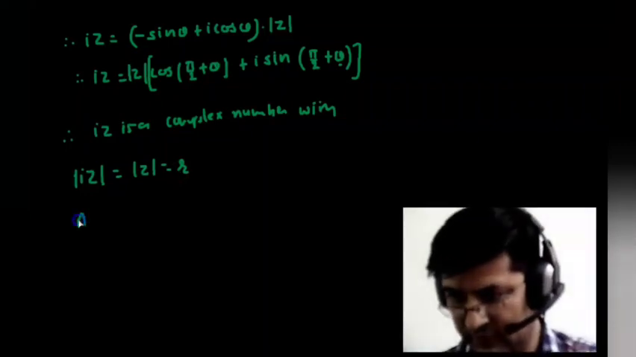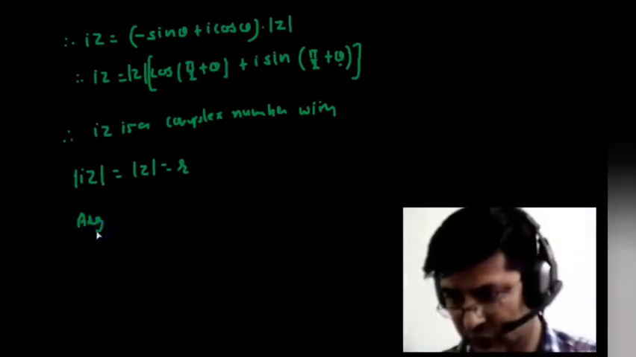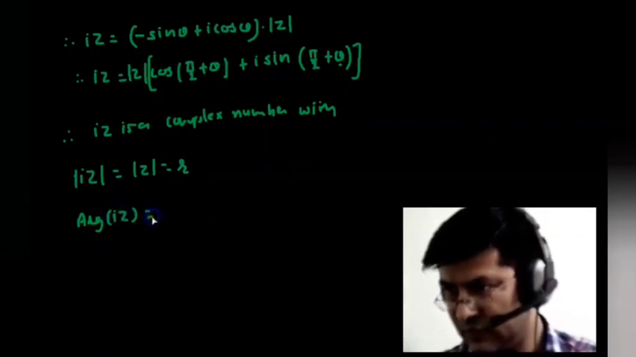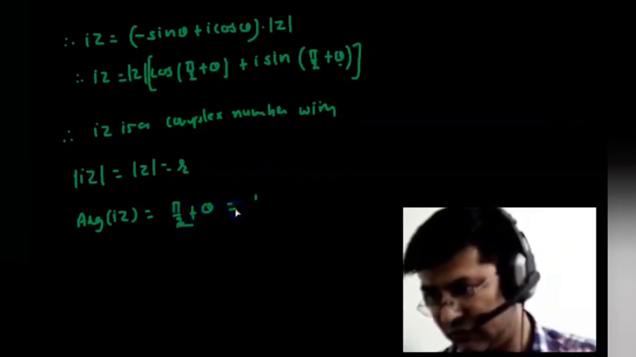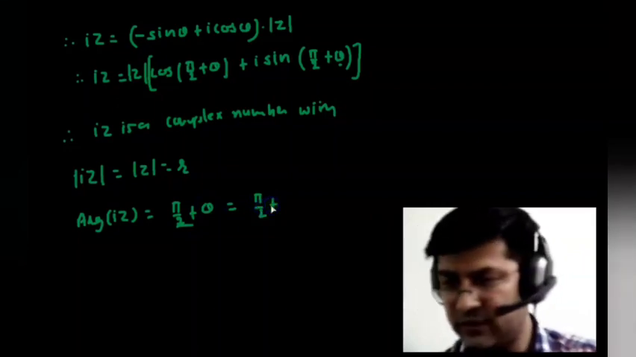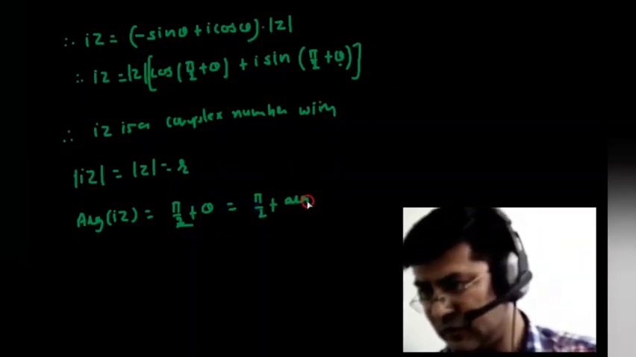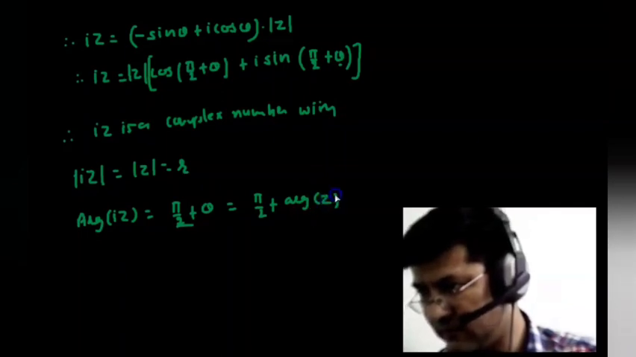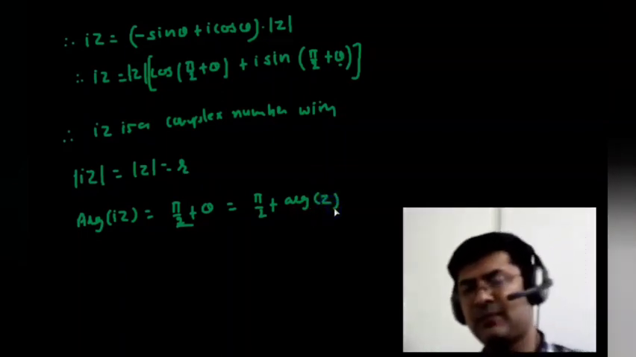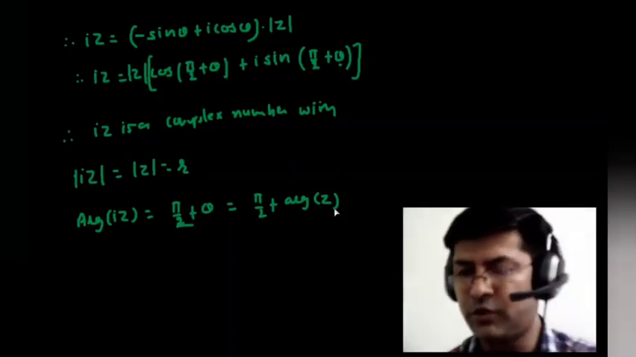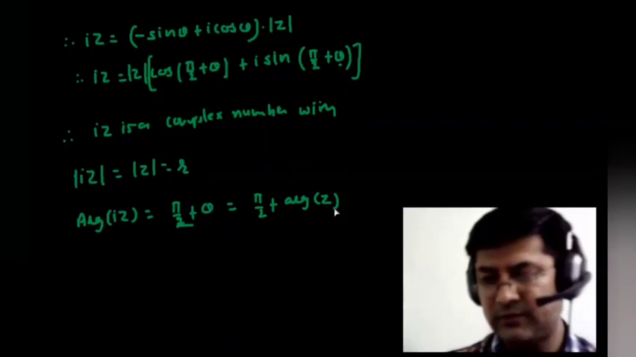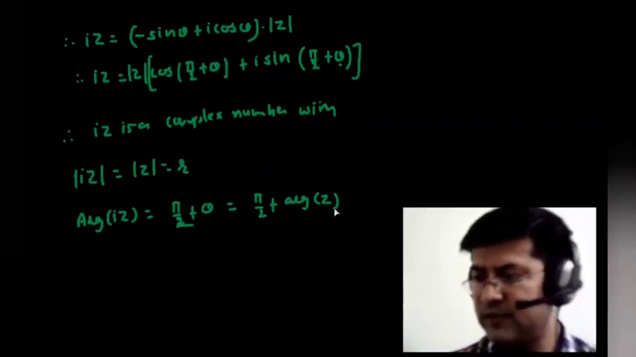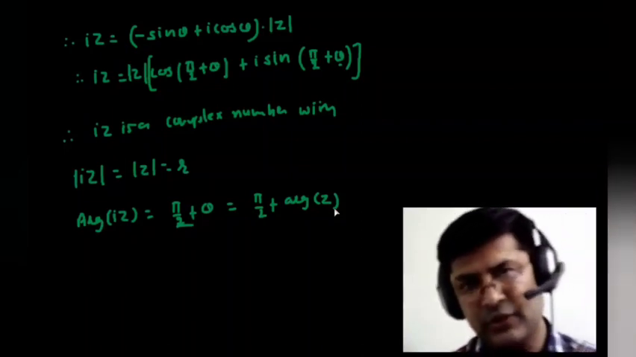And the argument of iz is equal to pi by 2 plus theta, where we know that theta is the argument of Z. So iz is a complex number such that its modulus is equal to modulus of the given complex number z is equal to x plus iy, and the argument is equal to pi by 2 plus argument of the given complex number z.